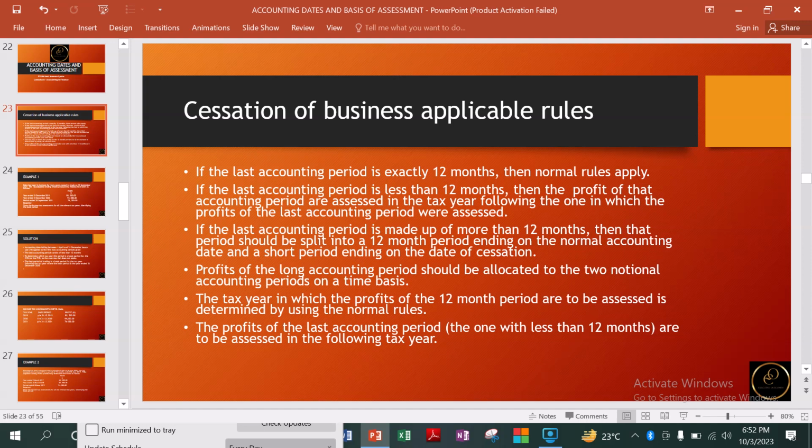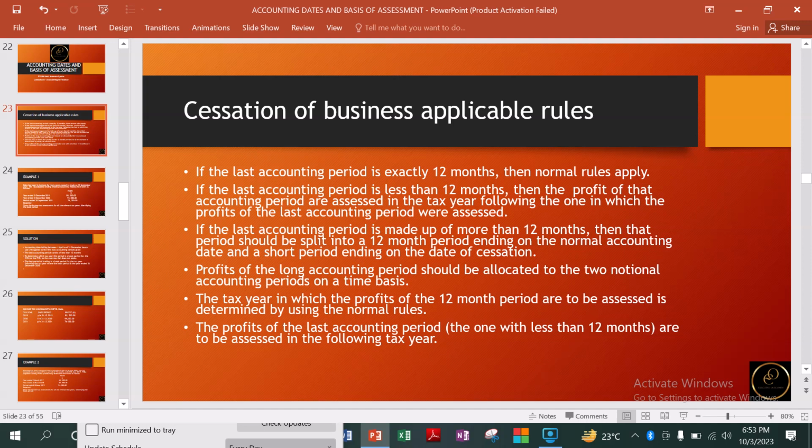For commencement of the business, where we had a period of more than 12 months, of course we had to split between two notional periods. The first period was a period less than 12 months. The last period was supposed to be exactly 12 months. Now, in this particular case, when it comes to cessation of business, what you should know is that the short period is the last period. And the first period, in this case, will be exactly 12 months. So that's what this point is talking about.